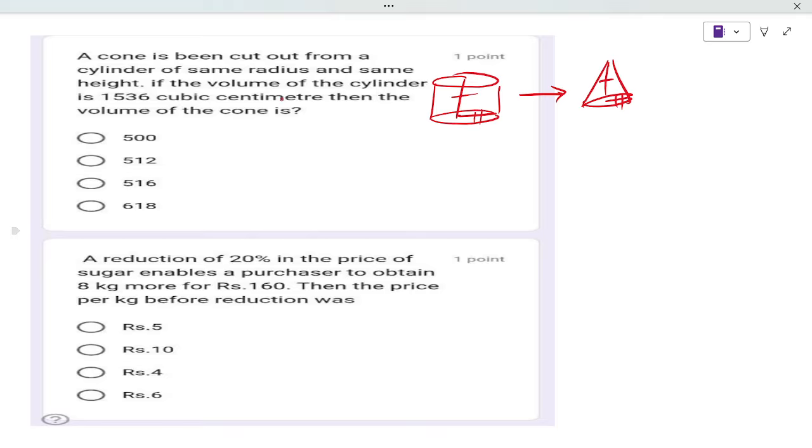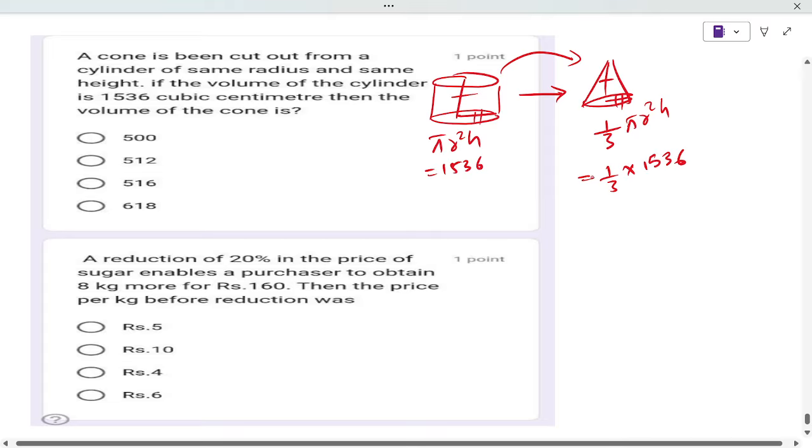If the volume of the cylinder is given, we know the volume of a cylinder is pi r square h, and the volume of a cone is 1 by 3 pi r square h. Now the volume of the cylinder is given as 1536. So this is 1 by 3 into 1536. Cancelling, that means 512. That's the answer, the volume of the cone.